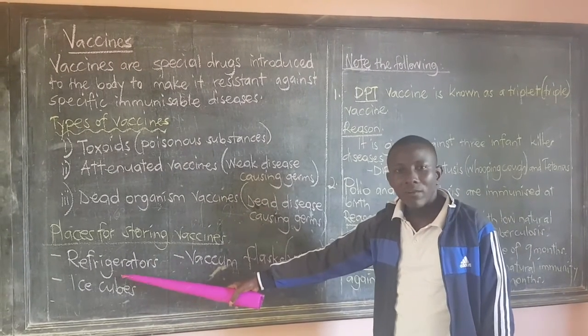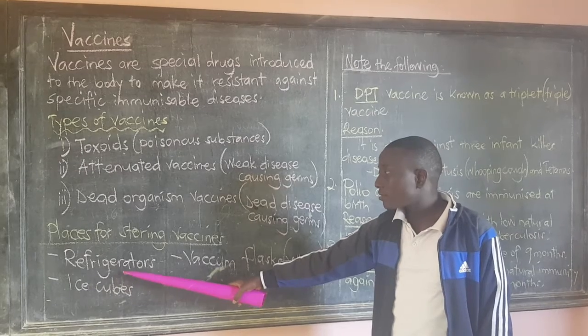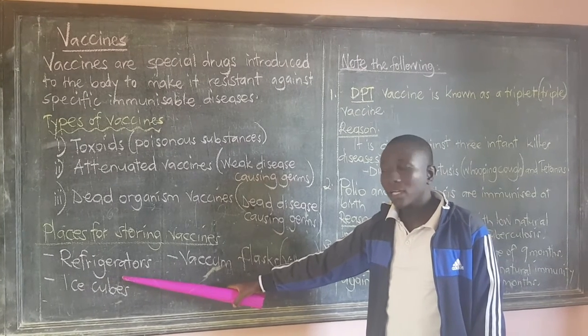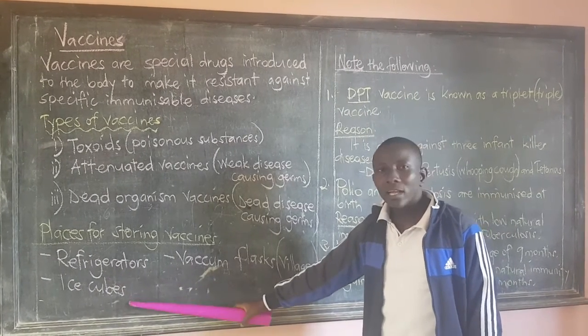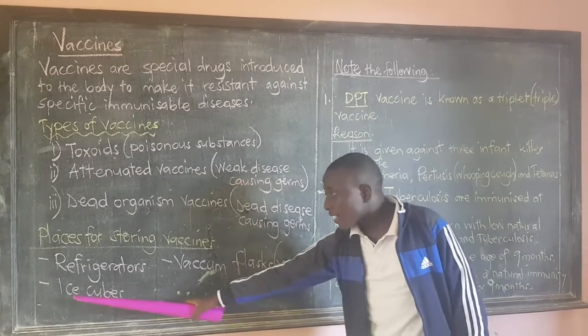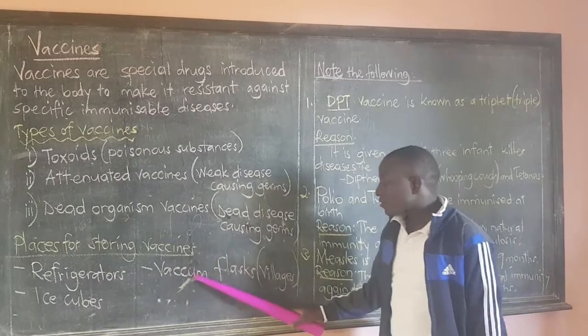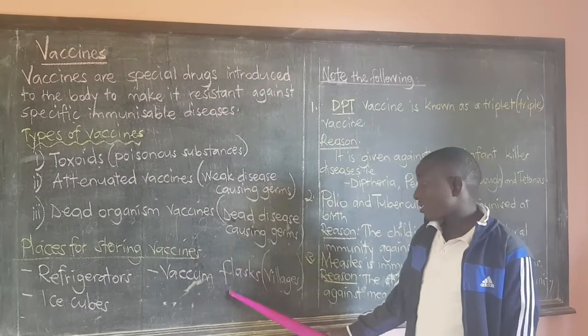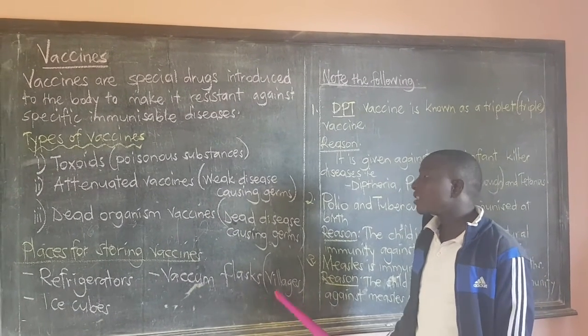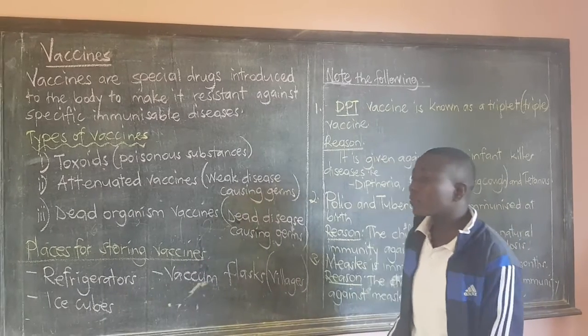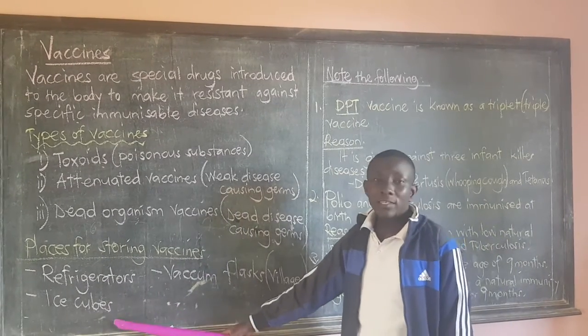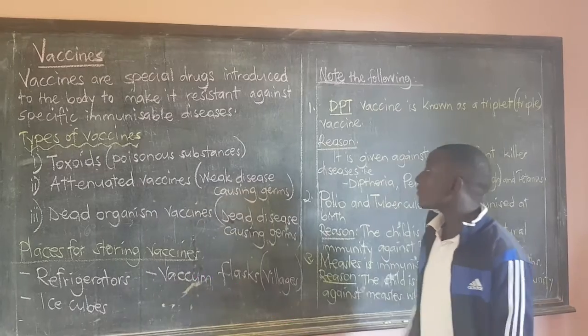One, vaccines can be stored in refrigerators. Vaccines can be stored in ice cubes. Vaccines can also be stored in vacuum flasks. This is common in villages where people don't have refrigerators, where people can't afford to buy ice cubes. They store them in vacuum flasks.